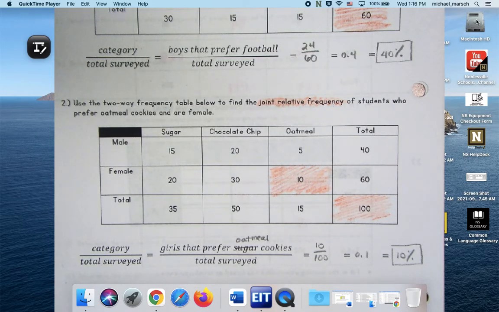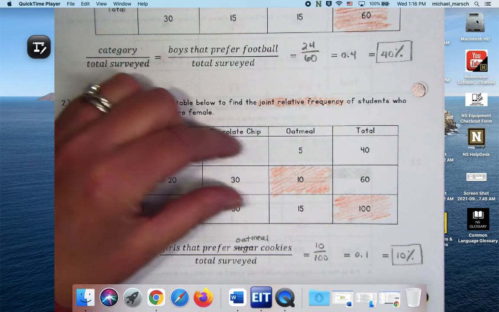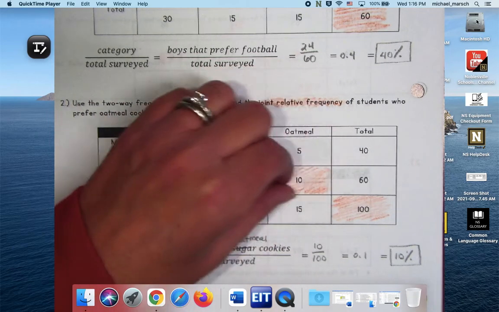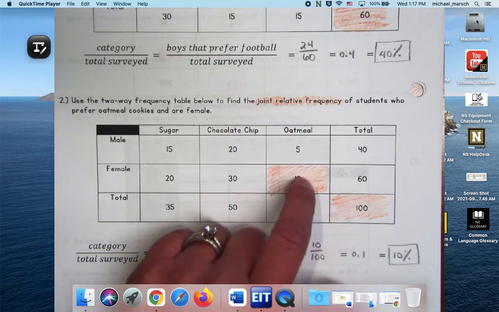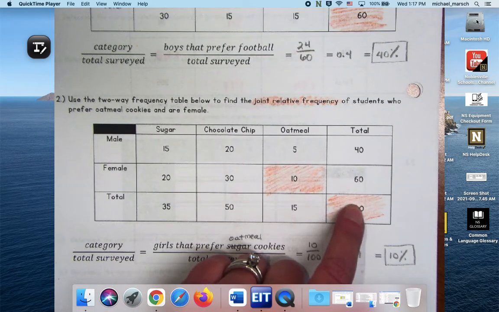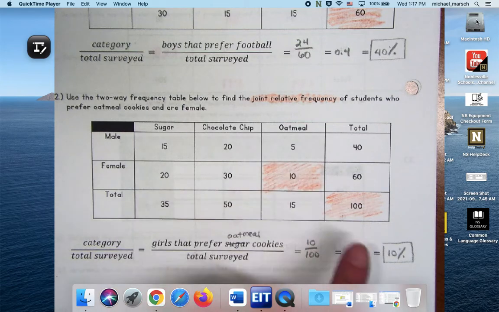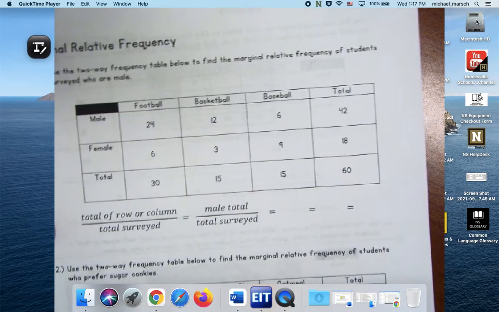Okay, so joint relative frequency, you take a very specific section out of the total survey. Very specific section out of the total survey. Joint. Okay, let's move on to marginal.